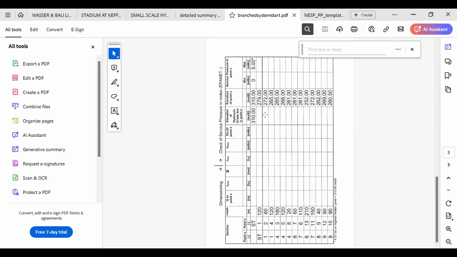So now the surveyor has given us 2 parameters, the node and the distance. Our job is to get the other 2 parameters, which are the liters per second and the diameter. So that is where we are now.